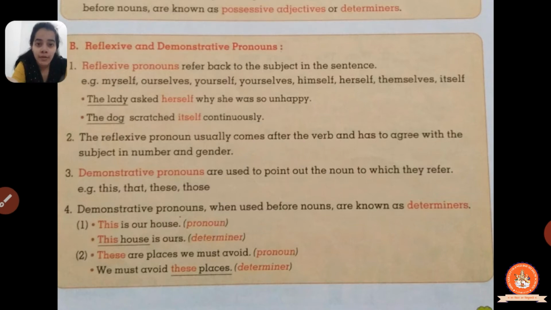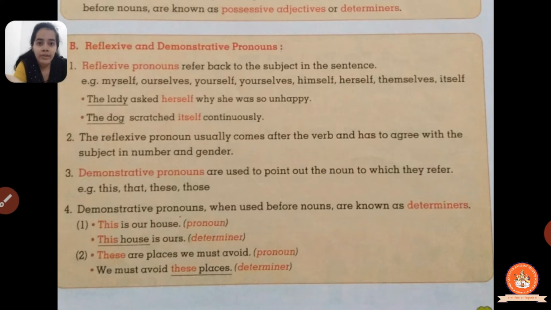Okay, that means to reflex. Reflexive means to refer back. So reflexive pronouns tell us about the subject only in that sentence. For example, like the examples given over here: myself, ourselves, yourself, yourselves, himself, herself, themselves, itself. These are the examples of reflexive pronouns.